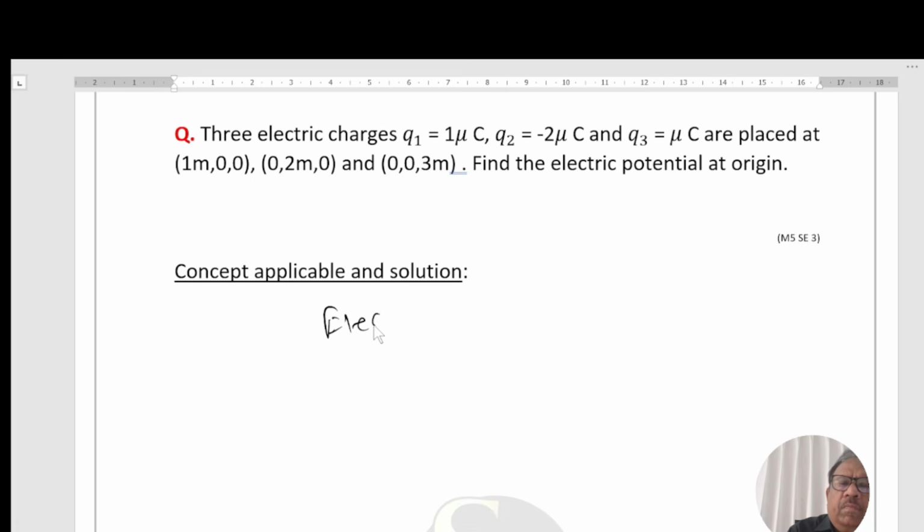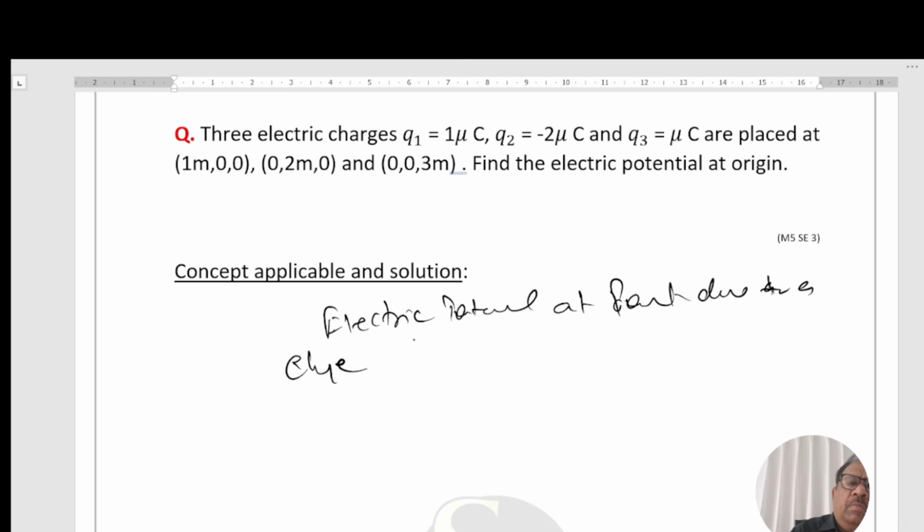Electric potential at a point due to a charge placed at a distance. So V equals 1 over 4 pi epsilon naught Q upon R. इसकी वैल्यू होती है 9 into 10 to the power 9 SI unit.